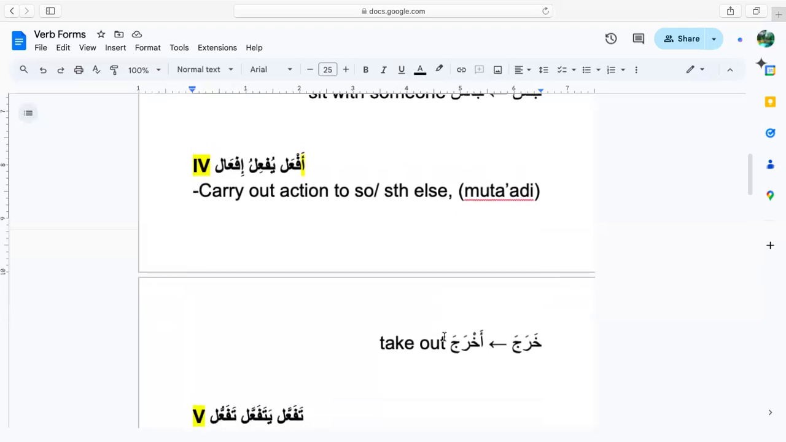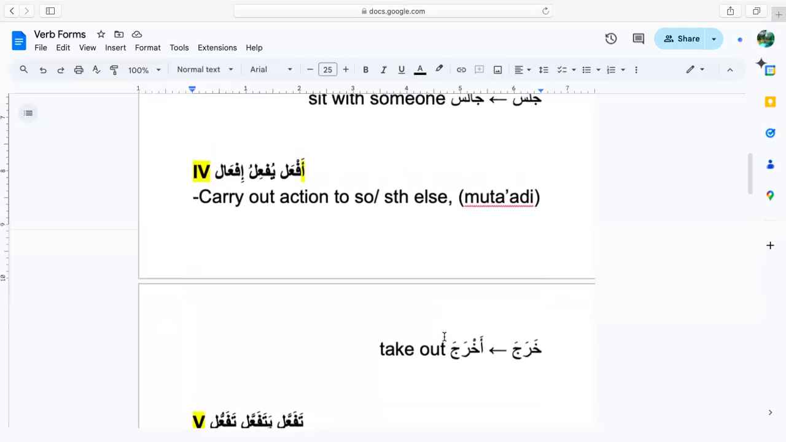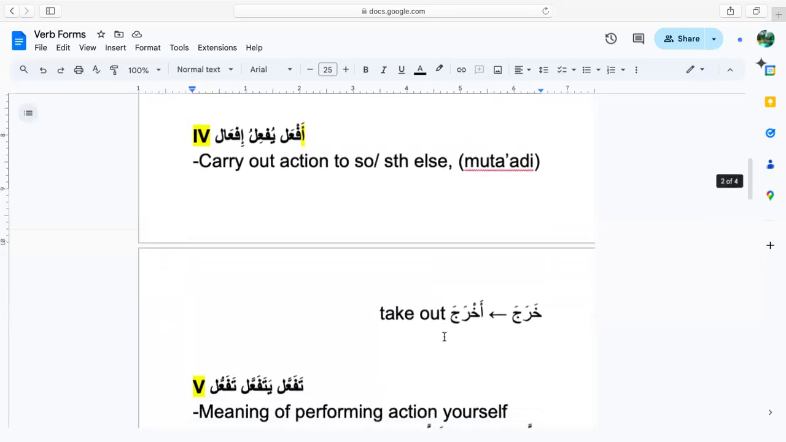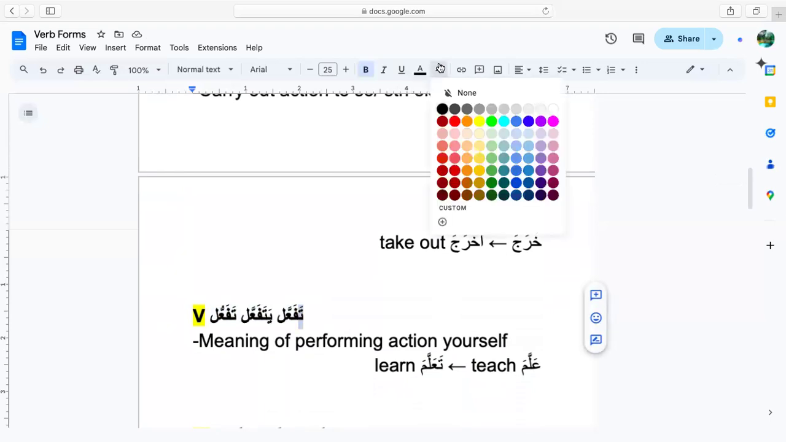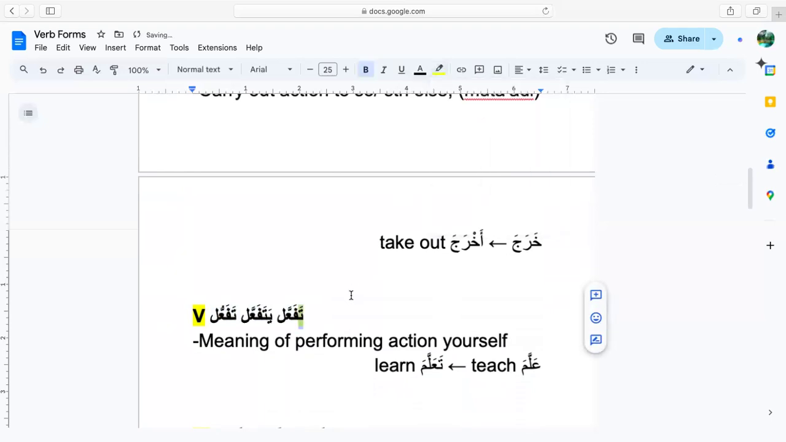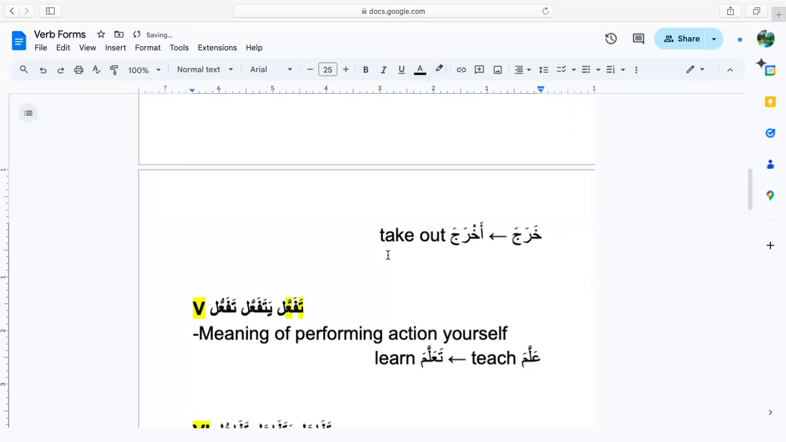أخرج يخرج أخرج إخراجا. So that is the fourth group. What about the fifth group? It is Form V. Here we see there are two additional letters: the ta at the beginning, and the ain in the middle is doubled up, the extra ain. تفعل. So what does the fifth pattern mean?